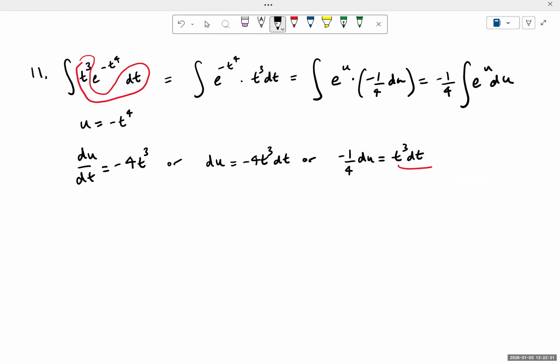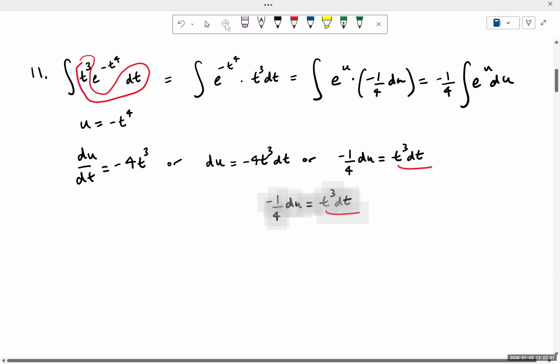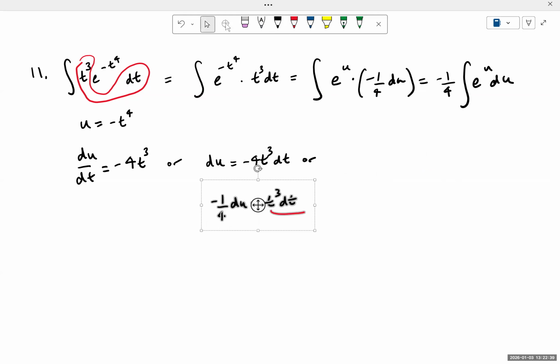What I ought to have done is this so that it had more space. Let me try that. All right. And then I can write my answer a little bit nicer here. So that I have minus 1/4 e to the u. But what is that really? Minus 1/4 e to the negative t to the fourth. Okay.